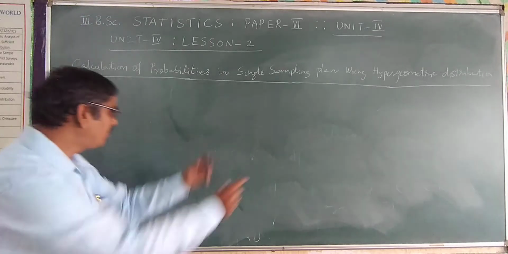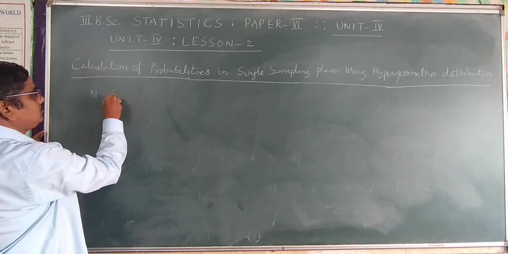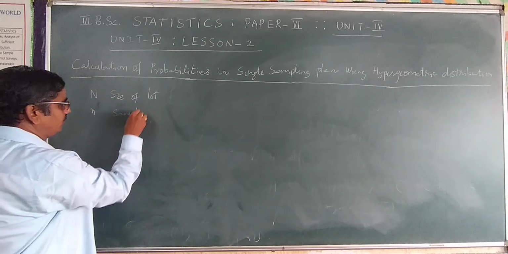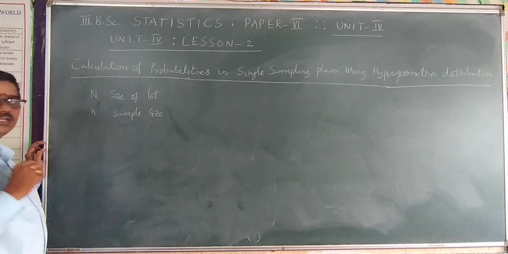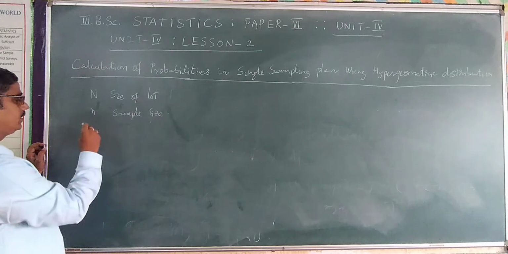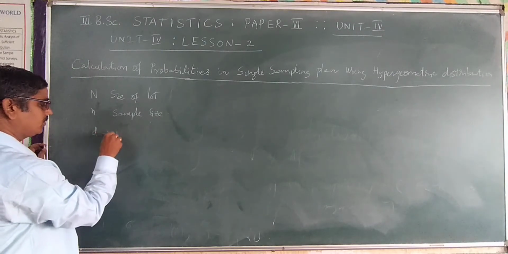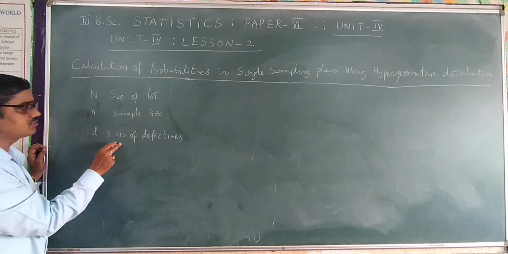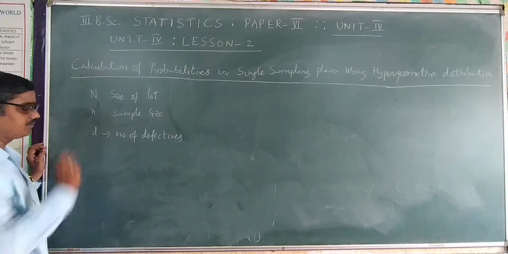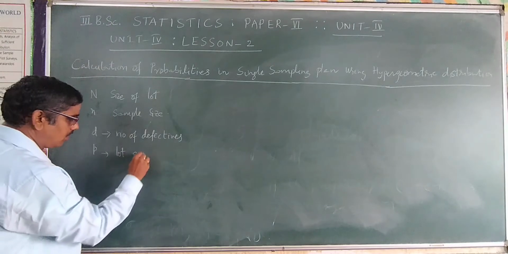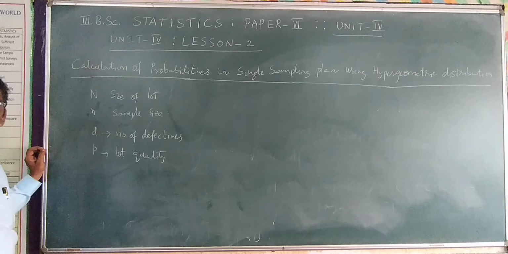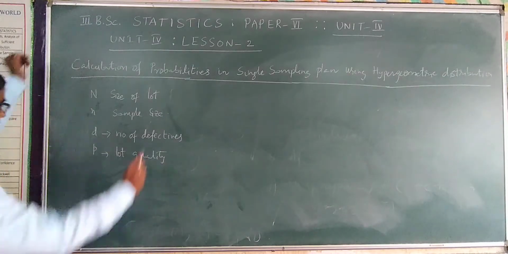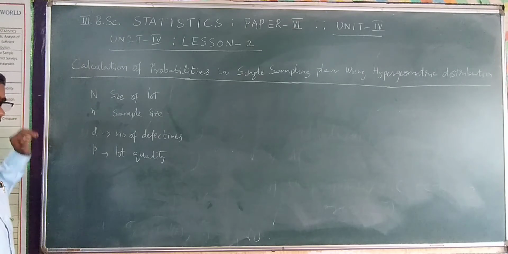For example, consider capital N is the size of the lot, and small n is the sample size, that is the number of units drawn from the lot into the sample, and let d be the number of defectives found in the sample of size small n, and p is the lot quality, also called incoming lot quality or fraction defective. That is p, the lot quality.